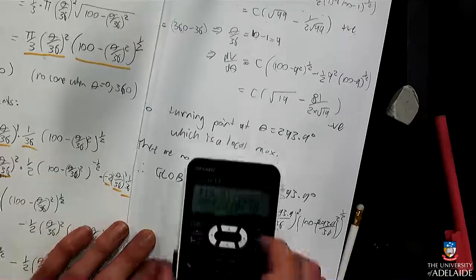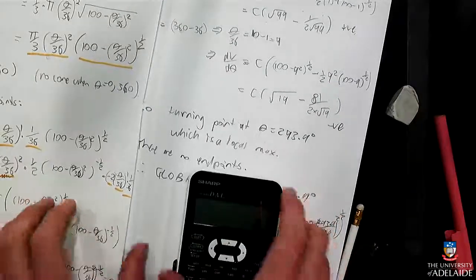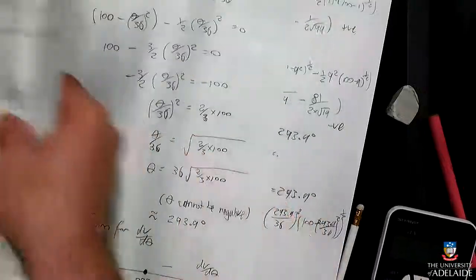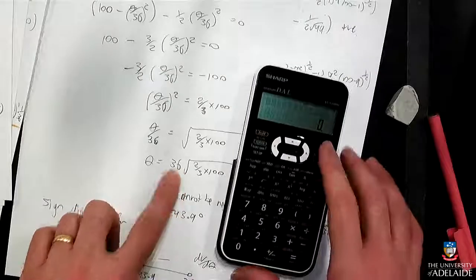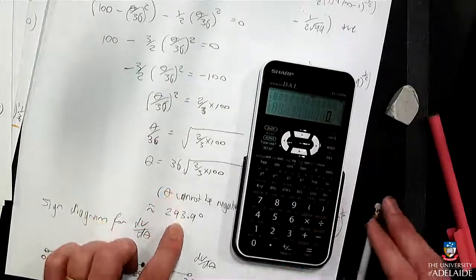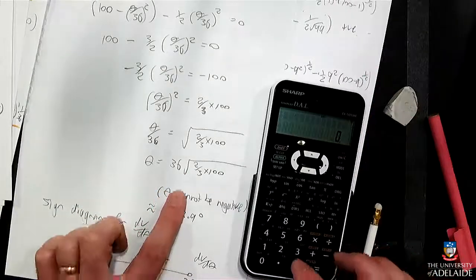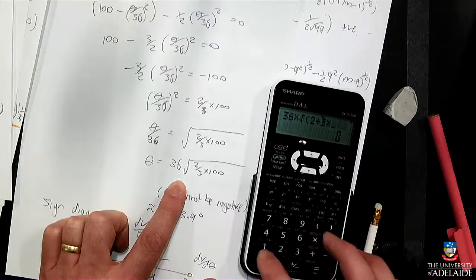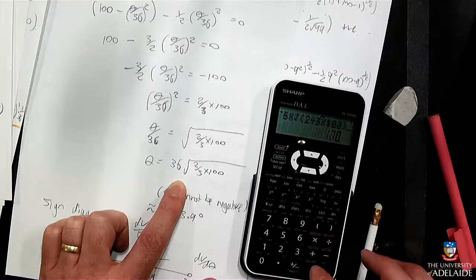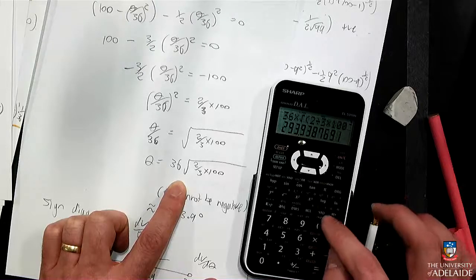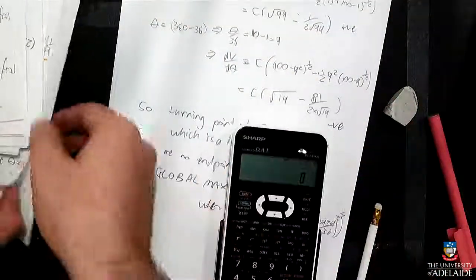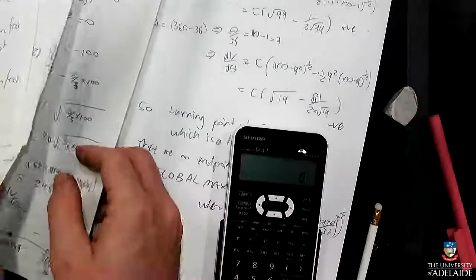Okay. Now, I just really should figure out what that number is exactly, rather than using the rounded off version. So I'm just going to go back to here and put it as an x. So we had 36 times the square root of 2/3 times 100. And we'll store that under x. And then we'll calculate this thing.